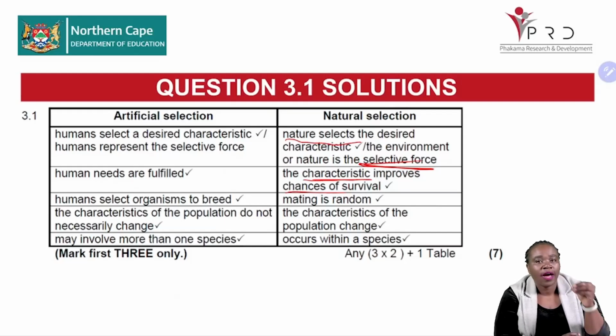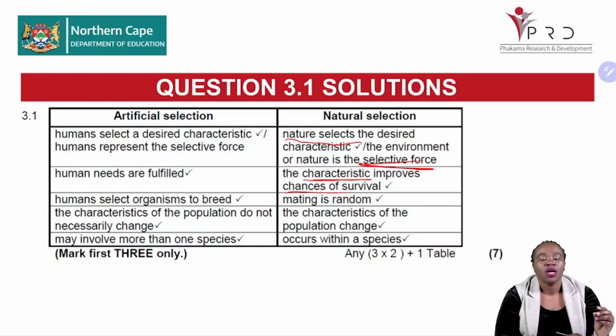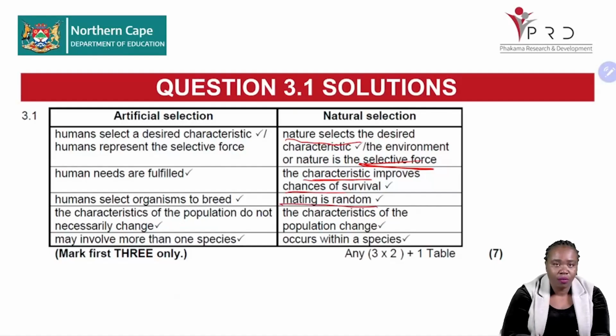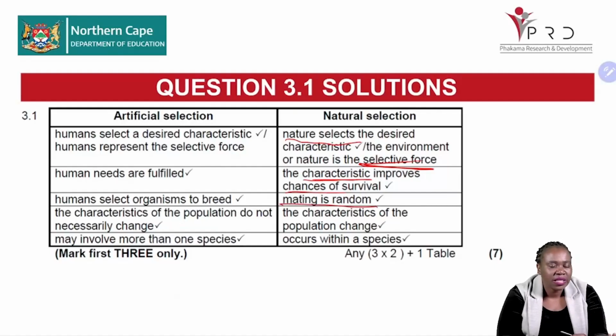So obviously, if you have identified certain organisms with these desirable characteristics, then you would select those specific organisms. Whereas in natural selection, we know that mating is random. Organisms can mate with any organism that they choose to mate with, without there being a specific selection on which organisms can actually mate, right? And then the characteristics of the population do not necessarily change, right?